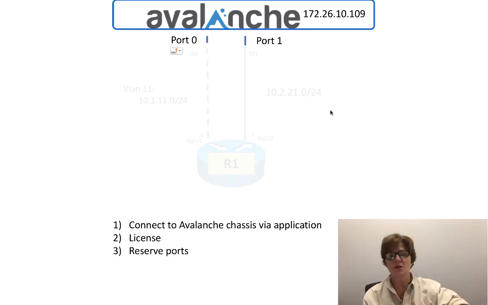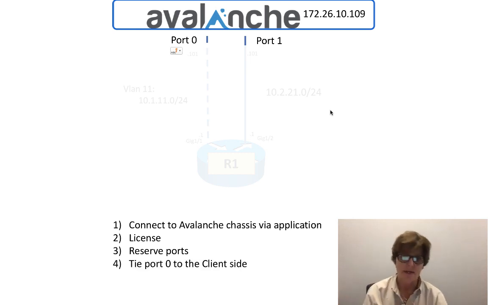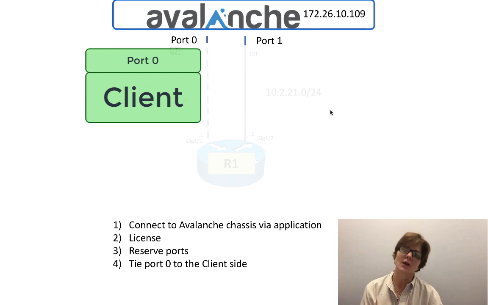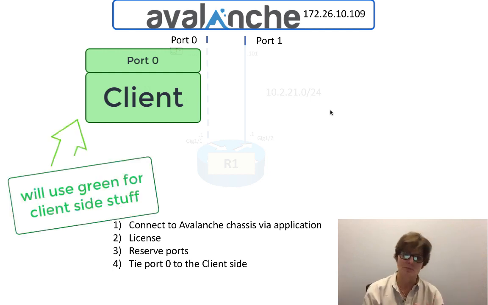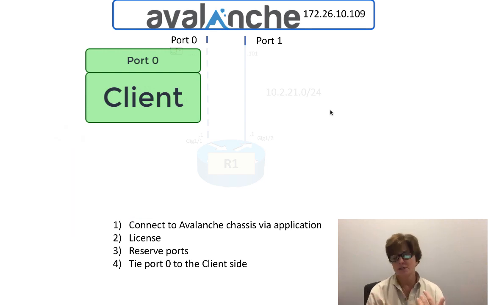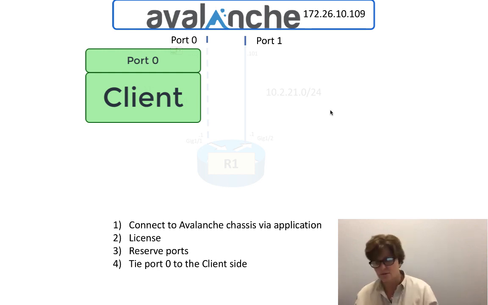There's multiple ports on here. I'm going to be reserving port 0 and 1 on the Avalanche side. And then we're going to tie port 0 to the client side. So Avalanche is an avalanche of clients. You don't have to necessarily have a client side and a server side, but that's what we're going to do to keep life simple for us. We're going to have a client, that's the one that's actually going to be initiating the HTTP, HTTPS, whatever, and then the server side. The server side will be pretending it's an HTTP server, HTTPS server, DNS server, FTP server, etc.